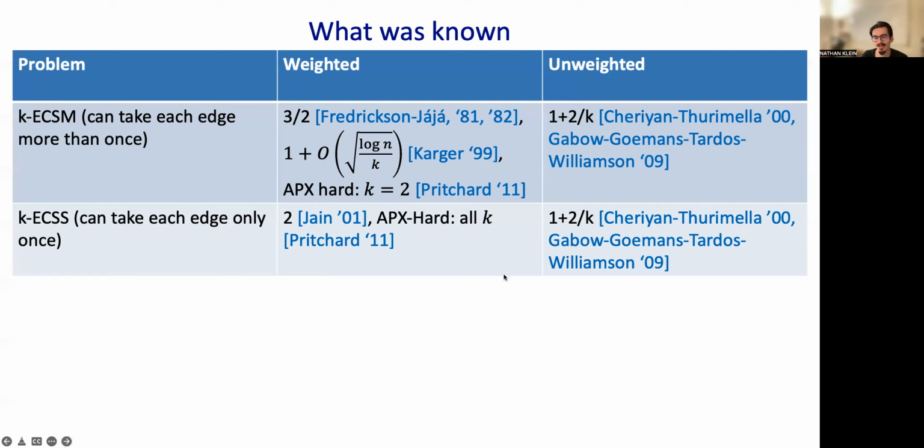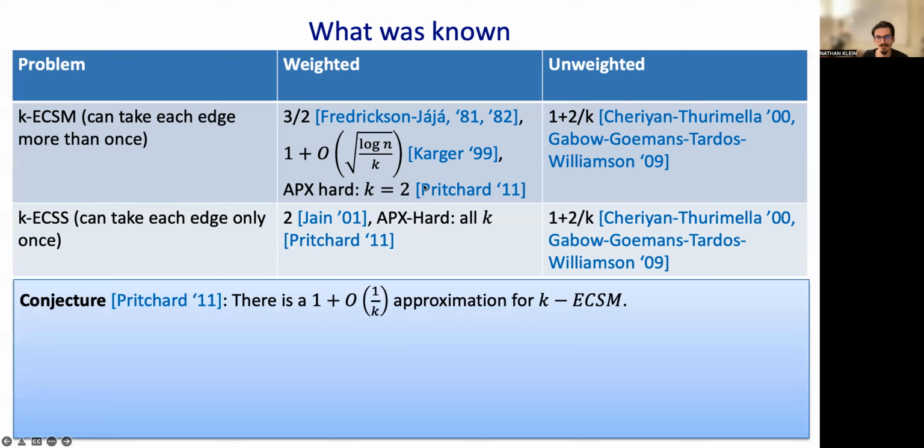But for KECSM, there's no similar lower bound for the weighted case. We only know that it's NP hard for general k and APX hard for k = 2. Therefore, for KECSM, there's some hope that the weighted case could actually get easier as k gets larger. Karger's result already gives us some partial progress for this question, but only when k is a function of n, which we may not have. So kind of seeing this situation after proving these two results, Pritchard conjectured that there's a 1 + O(1/k) approximation for weighted KECSM, so matching the unweighted case asymptotically.